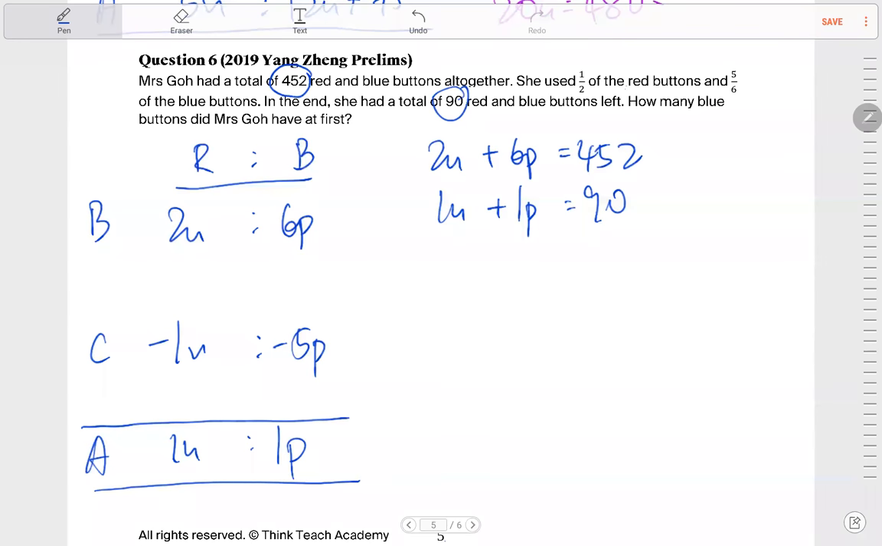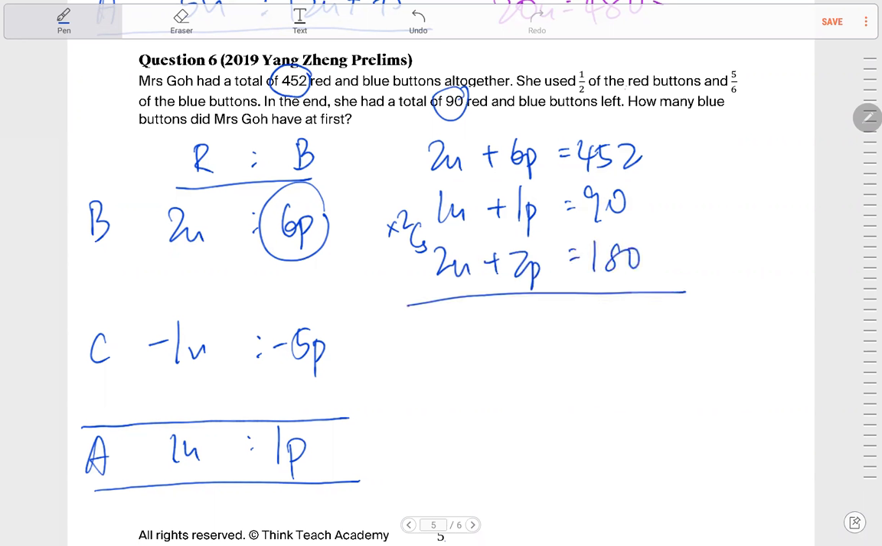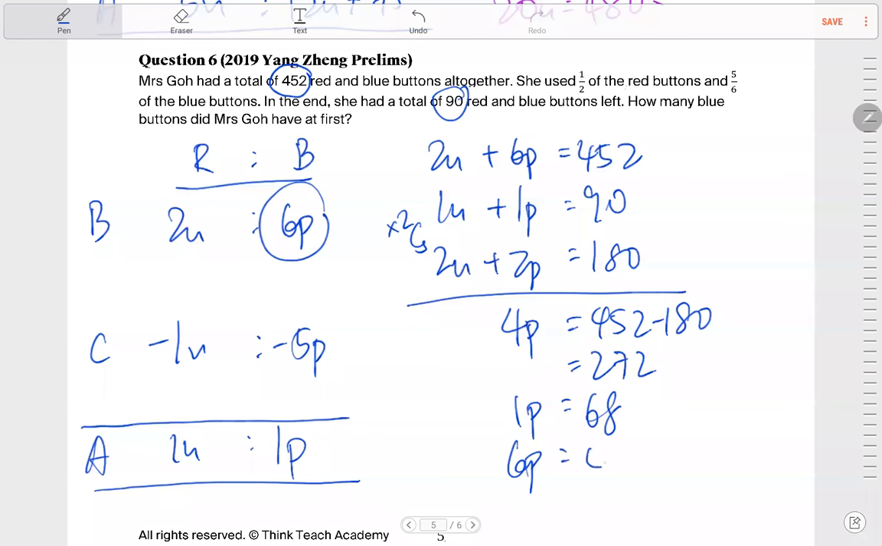Okay, so the question is asking for blue buttons at first, which means you want to find 6P. If I want to find 6P, I want to get rid of the units. So what I'm going to do here is multiply this by 2. This becomes 2U plus 2P equals 180. I take the top equation minus the new equation I have, 4P equals 452 minus 180 equals 272, 1P equals 68. They want to find blue buttons at first, 6P equals 408, and that's your answer. Okay?